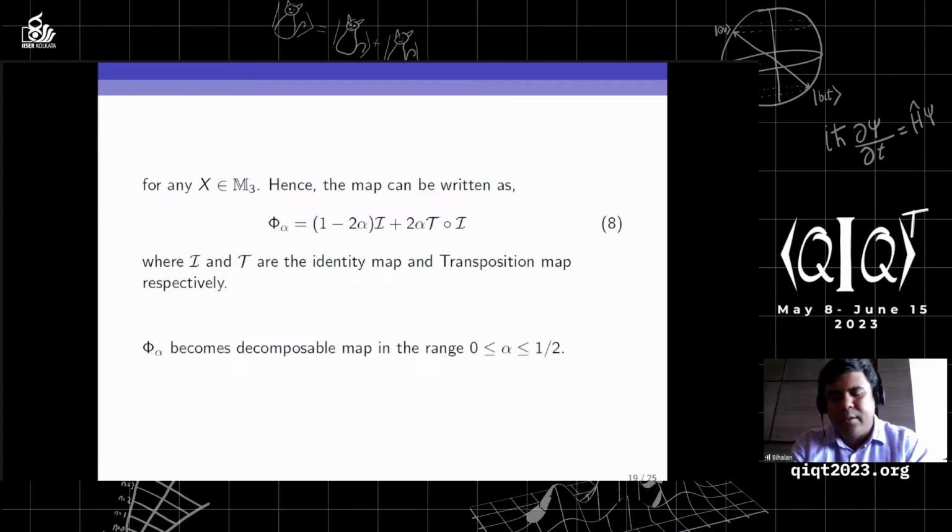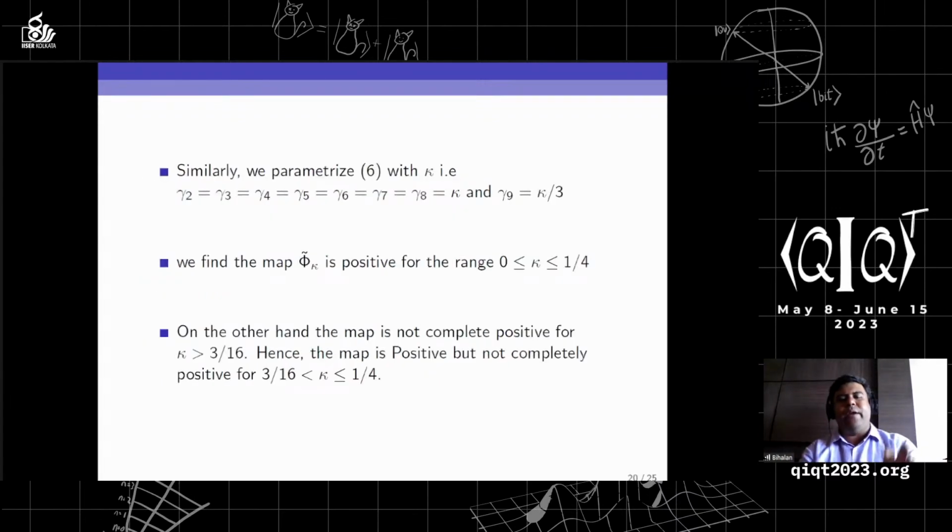But if we take a different parameterization, we choose gamma 2, gamma 3, gamma 4, gamma 5, 6, 7, 8, all kappa, and gamma 9 to be kappa by 3. Then we find that this is again a positive map within this range, kappa varying from 0 to 1 by 4. And this map is not completely positive for kappa greater than 3 by 16, but positive and not completely positive in 3 by 16 to 1 by 4.